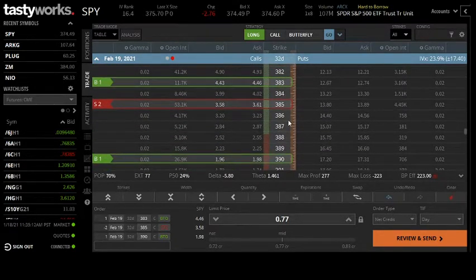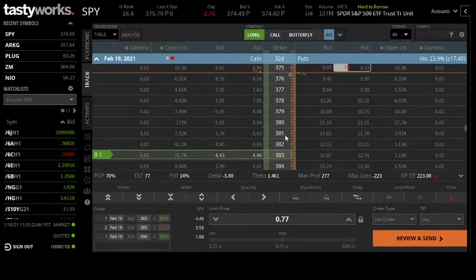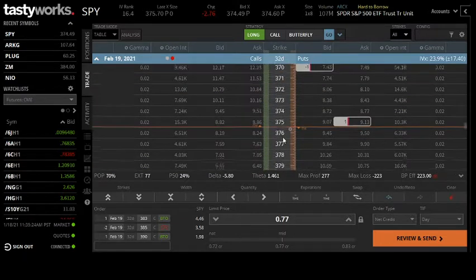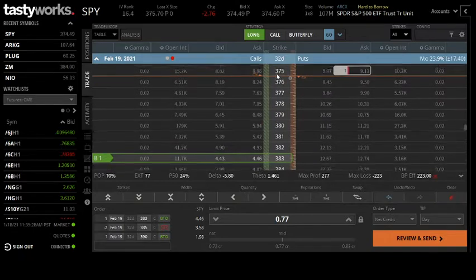Actually, this play looks fire right here. Because if it goes up, you make your max profit. If it closes on expiration at 385, you make your max profit. If it expires worthless, then you collect the full credit, 77 cents. It's a win-win.